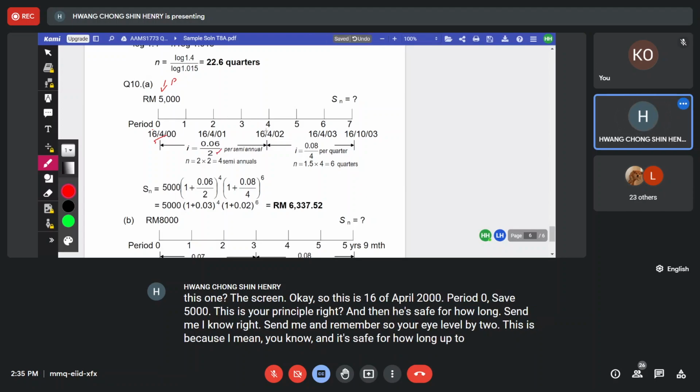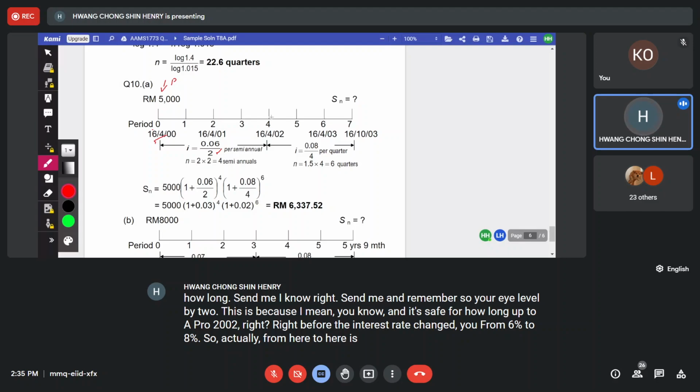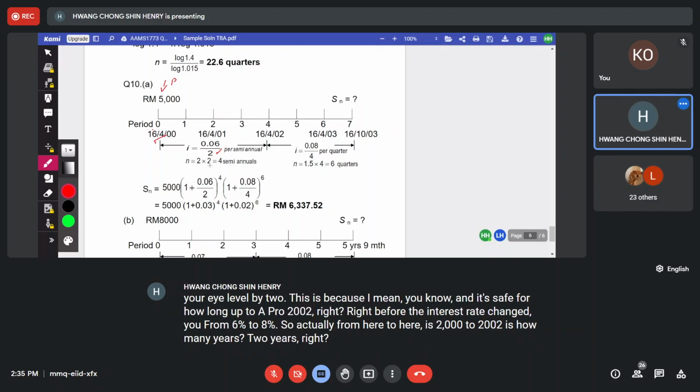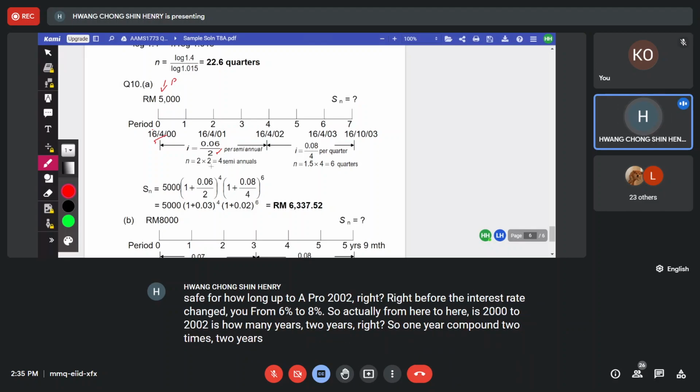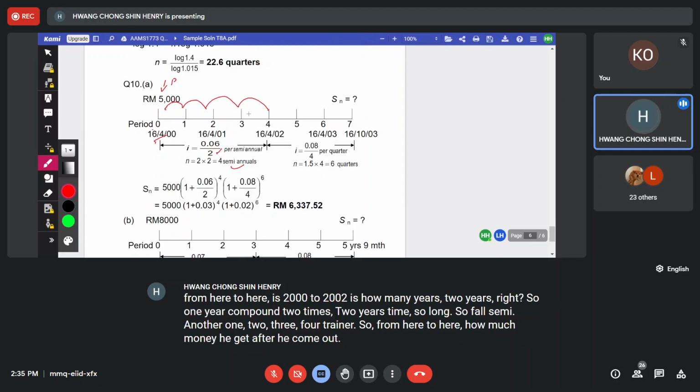He saved up to April 2002, right? Before the interest rate changed from 6% to 8%. From 2000 to 2002 is how many years? 2 years, right? So 1 year compounds 2 times, 2 years 4 times. So 4 semi-annuals: 1, 2, 3, 4. Correct? So from here to here, how much money does he get after compounding 4 semi-annuals?